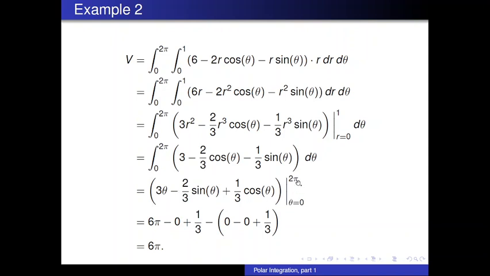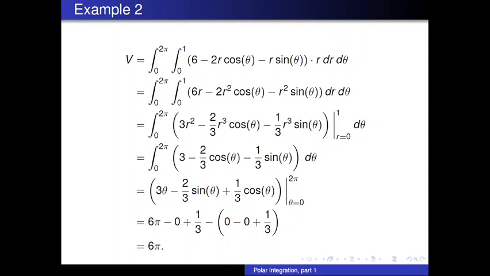So 3 theta evaluated at 2 pi gives us 6 pi. Luckily, sine of 2 pi is 0, so that term disappears. And cosine of 2 pi is 1, so 1/3 cosine theta becomes 1/3 there. Now let's evaluate everything at 0. We get that 3 times 0 is 0, and sine of 0 is also 0. And cosine of 0 is 1, so 1/3 cosine of 0 becomes just 1/3. Now let's subtract these two. We have 6 pi plus 1/3 minus 1/3, which leaves us with just 6 pi.